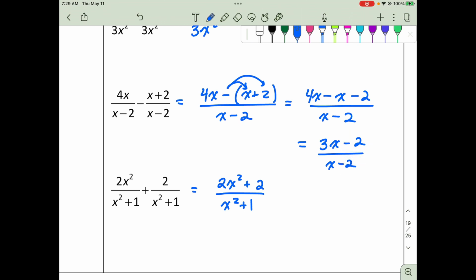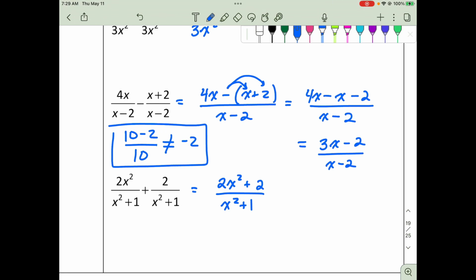Think about it this way. If you're like, oh, why can I not cancel those? If I had 10 minus 2 divided by 10, that does not equal negative 2, right? Like I cannot cancel the 10's, right? That would get me 8 over 10. Okay, now let's look at the next one.